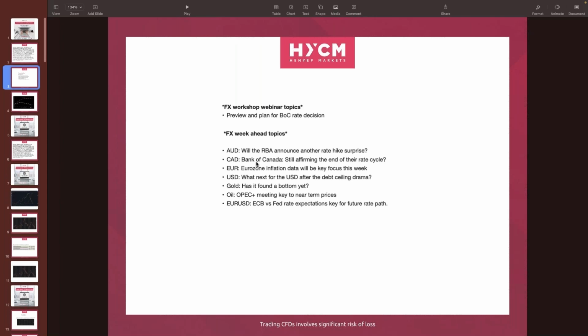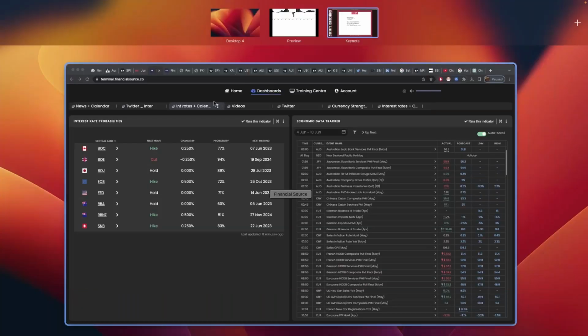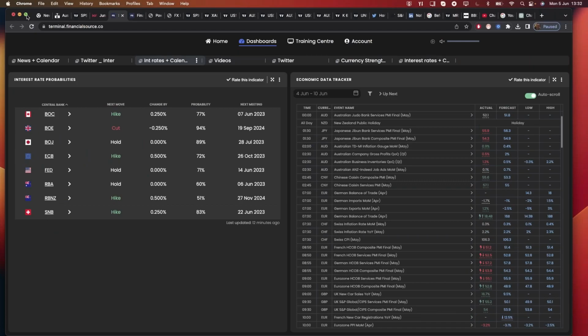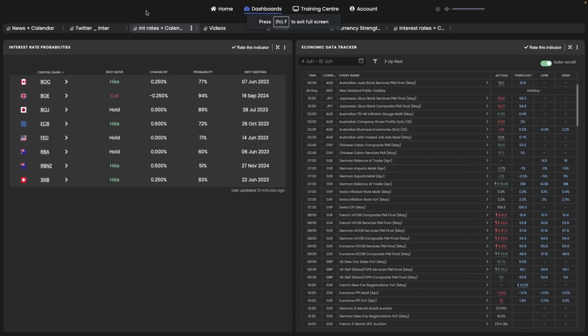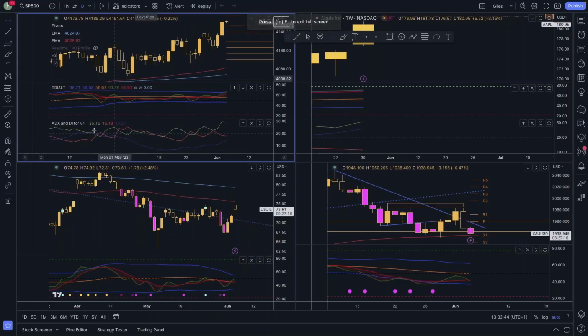Looking at the Aussie and the CAD in particular this week, as well as looking at oil after the OPEC meeting. We'll be looking at the dollar and what's going on there. So without further ado, let's jump over to the charts and let's look at the oil markets for a start.